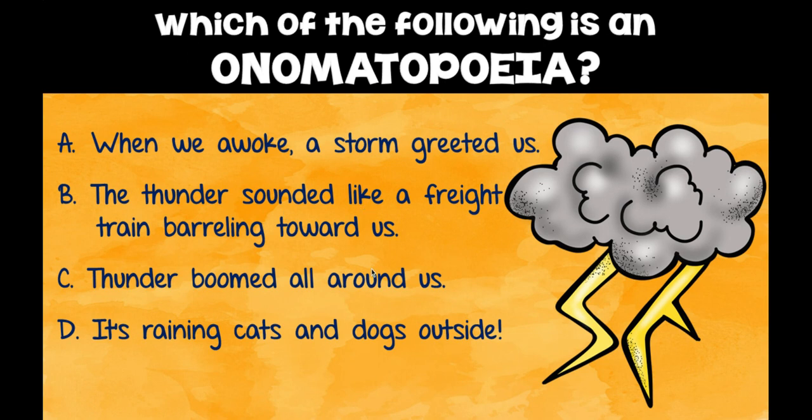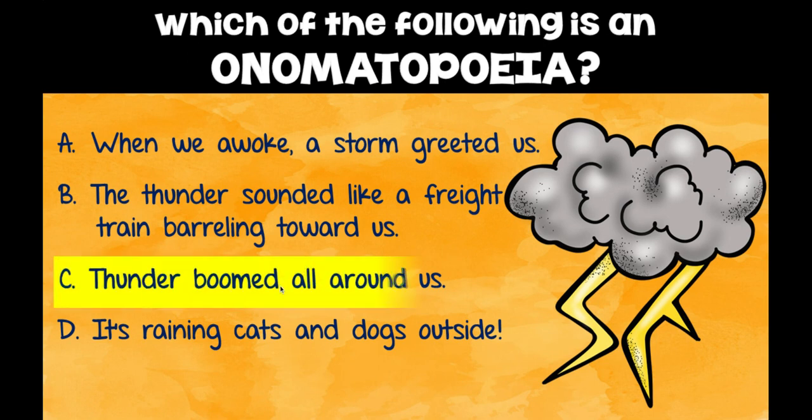C, thunder boomed all around us. In this case, we have an example of an onomatopoeia. The word boomed kind of sounds like thunder when it rains. Or how about D? It's raining cats and dogs outside is a common saying that does not mean cats and dogs are falling from the sky. That makes it an idiom, which we will discuss tomorrow.